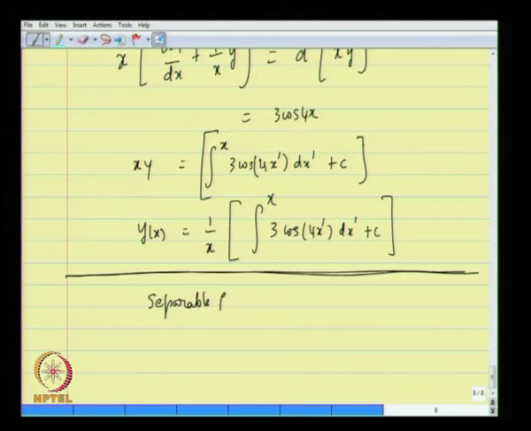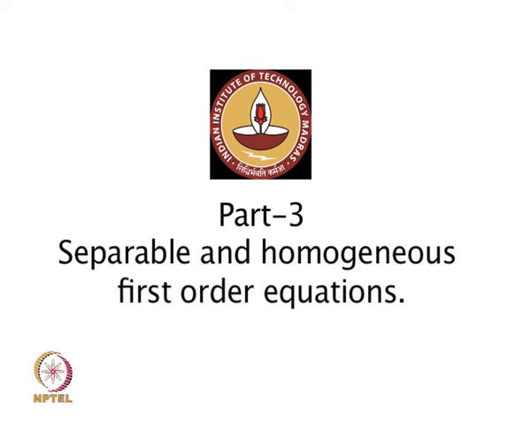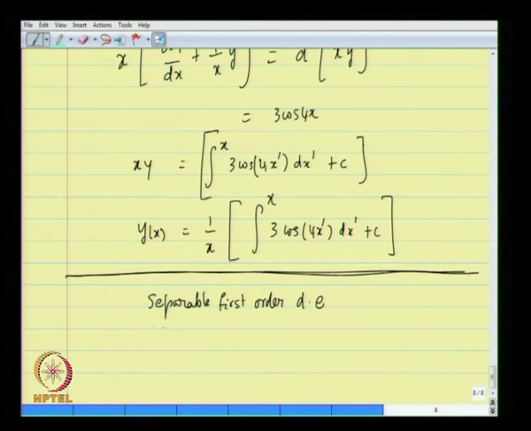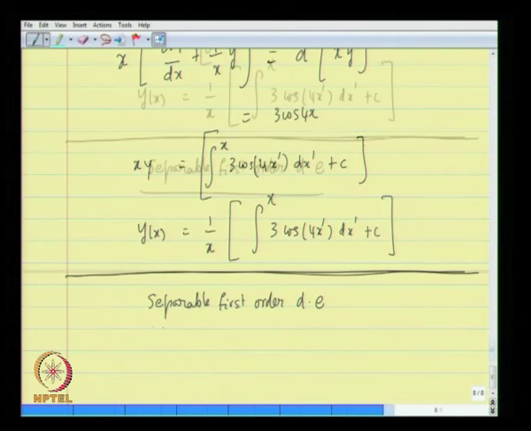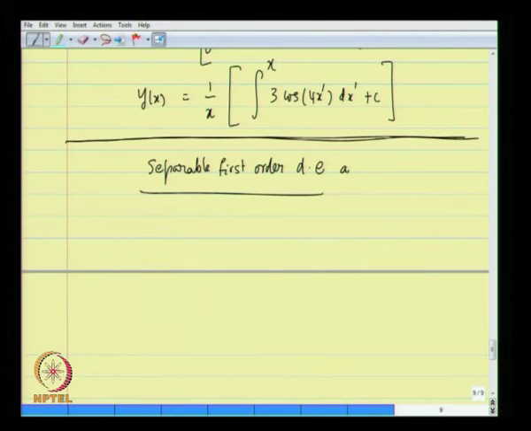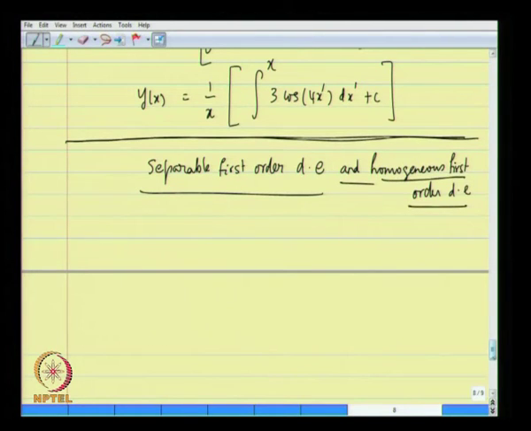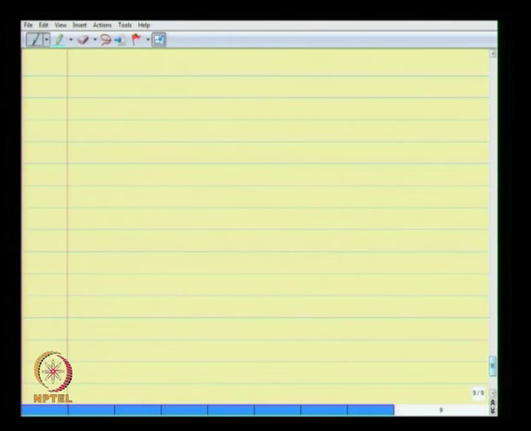Separable first order DE. So, in this section we look at both the separable first order DE and homogeneous first order. We shall very quickly look at what is relevant to us.